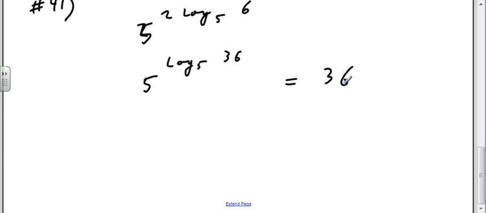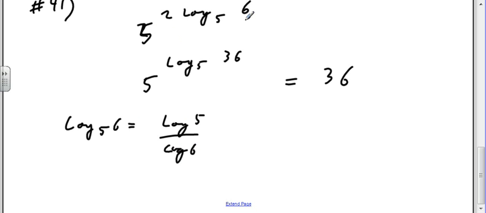Now, in a different section, we're going to learn that log base 5 of 6 is log 6 divided by log 5. So this problem we can just put in our calculator: 5 raised to, I'm going to put a parentheses, 2 times log 6 divided by log 5. Oh, 36. Yeah, the calculator told me it was 36. So we have a way to work that problem without being in this section because our calculator will do it. But clearly 5 raised to log base 5 of 36 has to be 36. So that solves that problem.